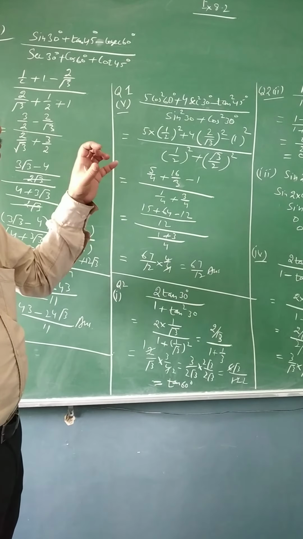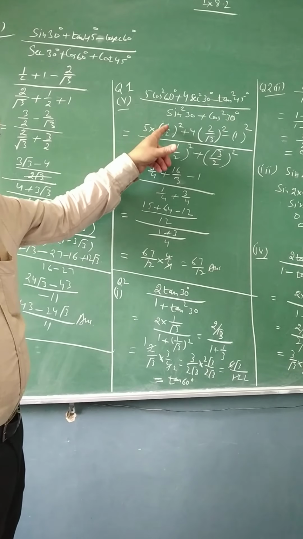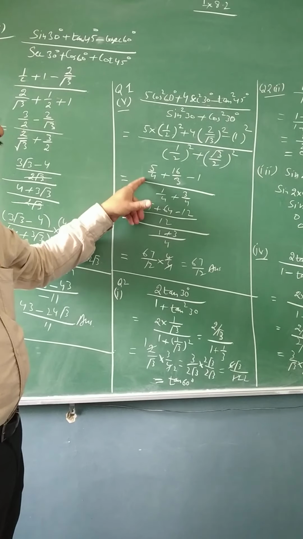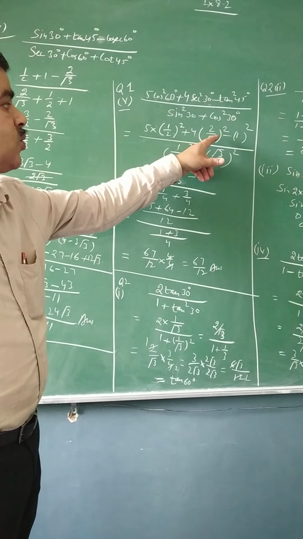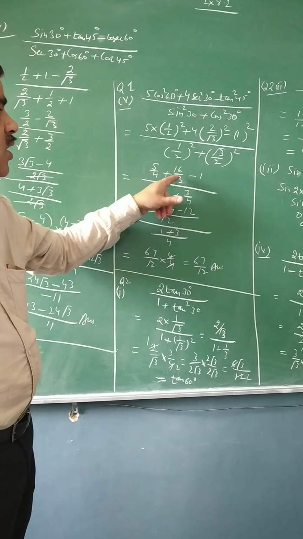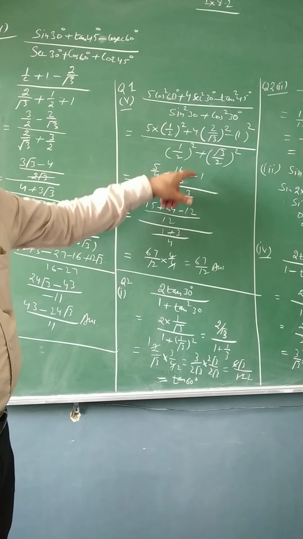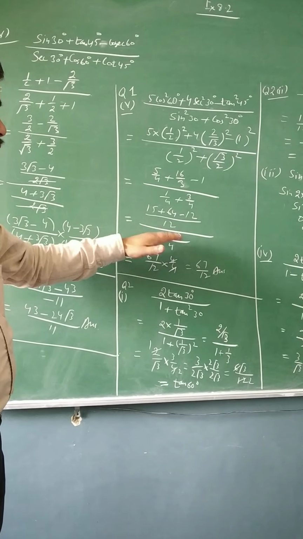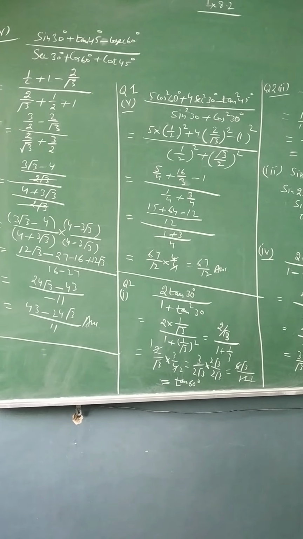The next part, do the calculations carefully. 1 upon 2 whole square means 1 upon 4 into 5, that is 5 upon 4. 2 upon root 3 whole square, 2 square is 4 and root 3 square is 3. 4 upon 3 into 4 means 16 upon 3. Minus 1 square is minus 1. Then here it is 1 upon 4 plus 3 upon 4. Again you do the calculation carefully, check the answer 67 upon 12.